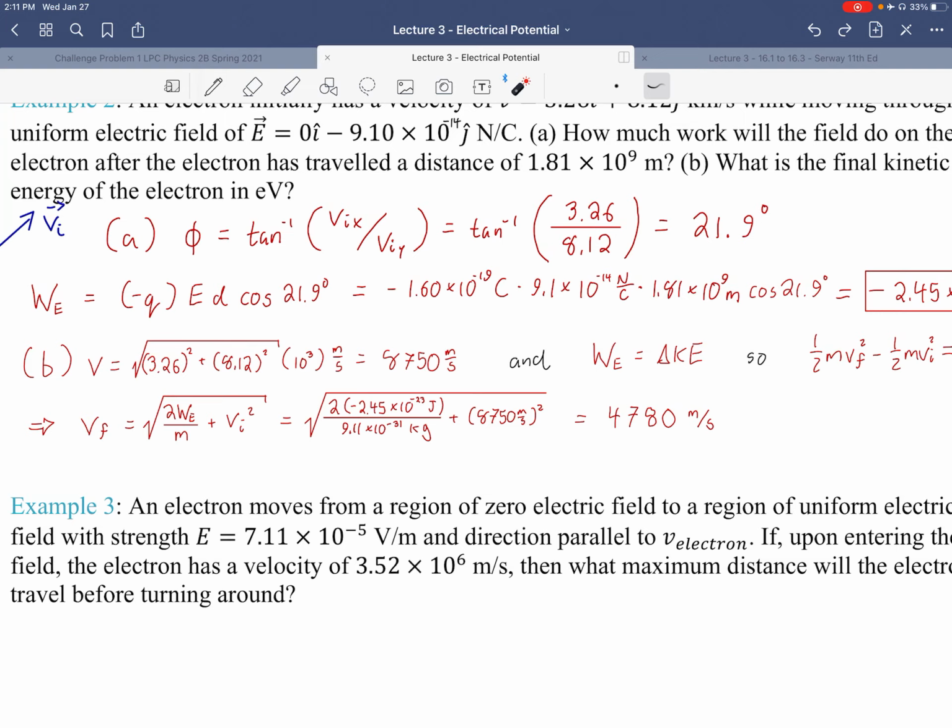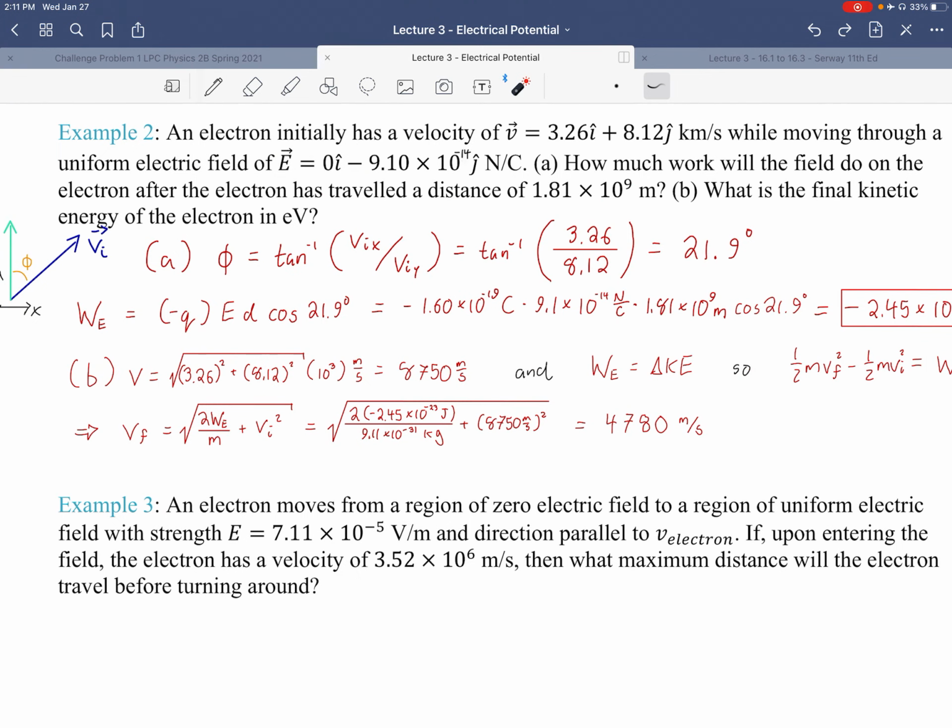Okay. Now, did I need that number to answer the question? Because it asks for what is the final kinetic energy of the electron? No, I don't. I could have just not found the final velocity at all. But I wanted to at least show that step, kind of as an extra bit of information.